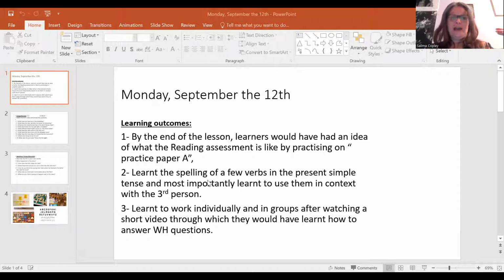For this particular lesson, which we'll go into details in a minute, the learning outcomes are, I had only three objectives or three learning outcomes, which were enough for a lesson of about an hour and 45 minutes. So by the end of the lesson, learners would have had an idea of what the reading assessment is like by practicing on practice paper A.